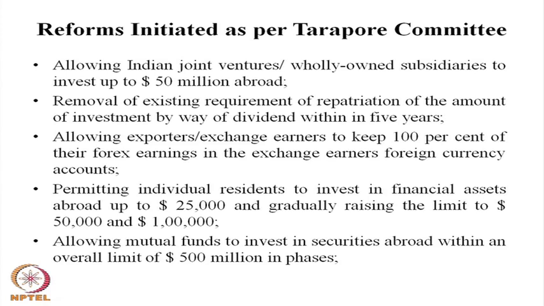Exporters and exchange earners can keep 100% of their foreign exchange earnings in foreign currency accounts. Individual residents are permitted to invest in financial assets abroad up to 25,000, and gradually this has been increased to 51 lakh recently. Similarly, mutual funds can invest in securities abroad within an overall limit of 500 million in different phases. The RBI also allowed mutual fund investors to invest up to 500 million in a phased manner in overseas securities. This is a significant liberalization as far as capital account convertibility is concerned.